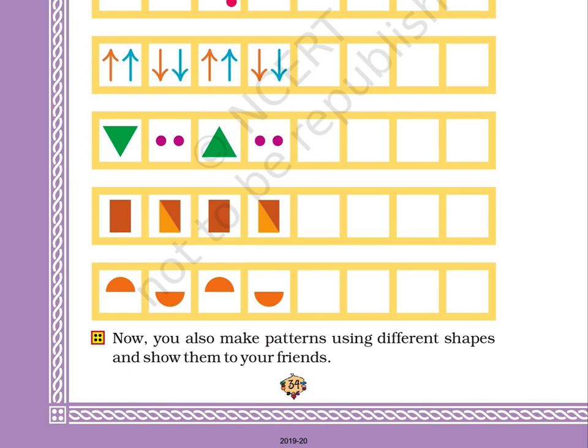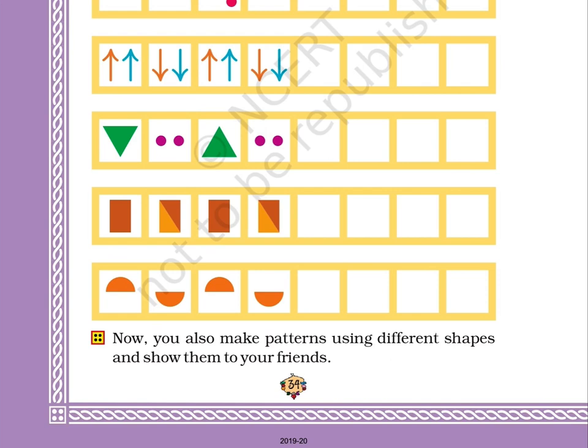Pattern 5. Box 1, green triangle pointing downwards. Box 2, pair of small purple circles kept side by side. Box 3, green triangle pointing upwards. Box 4, pair of small purple circles kept side by side. Box 5, 6, 7 and 8 are blank.